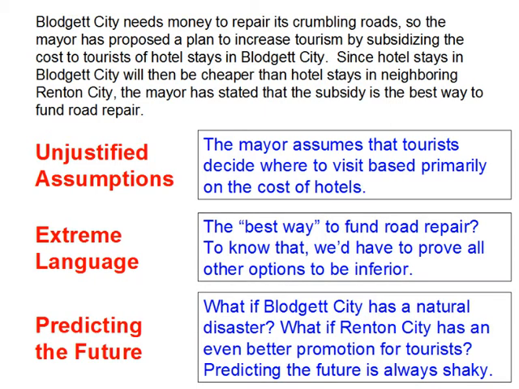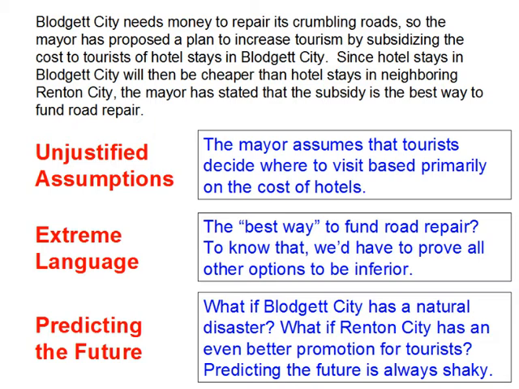Also, predicting the future is a dicey territory to get into. Anytime you're predicting the future, you've admitted a certain degree of uncertainty into your argument. So if we're here talking about what will happen in the future, it's very easy to attack that and just say, what if something changes? Yeah, what if we have a natural disaster? You can just play the what if game. What if the other city, again, has a roller coaster or something else that attracts tourists? It's always hard to predict the future.